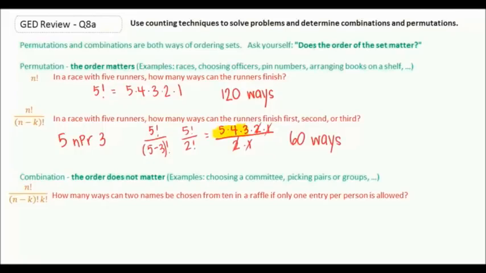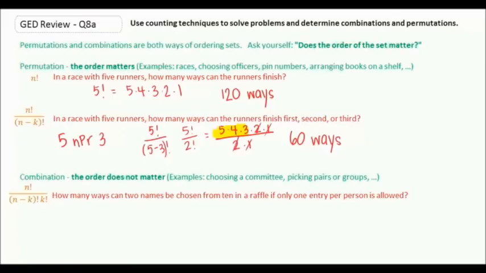Now for combination, the order does not matter. For example, if you're choosing a committee, which is just a group to represent people, where no person has a different role than everyone else, that's a combination, because it doesn't matter in what order you choose those people. You might also see it picking pairs or groups. That's a combination.